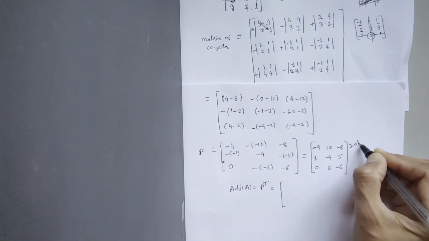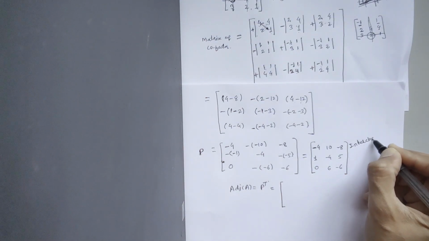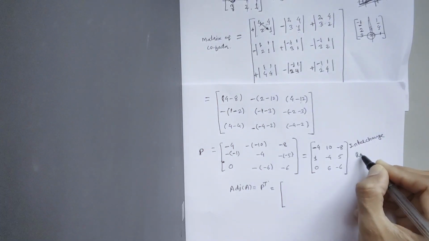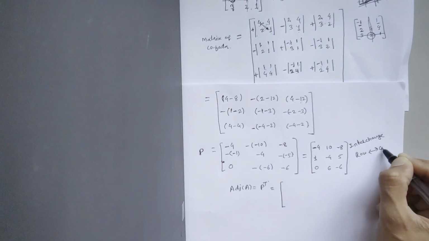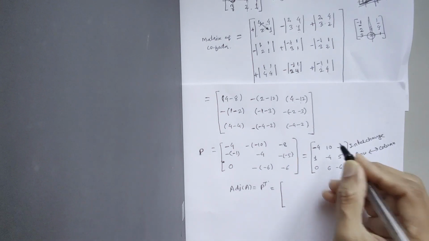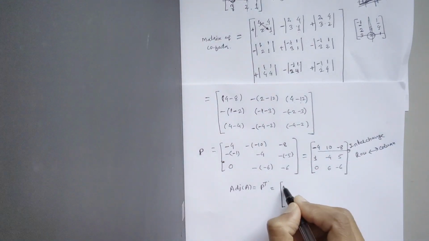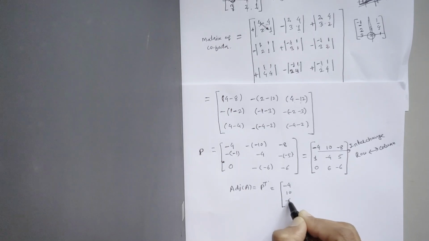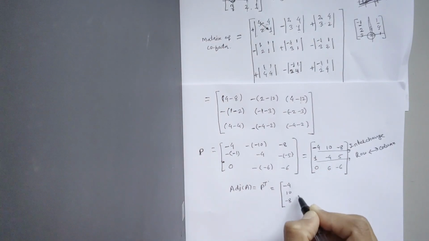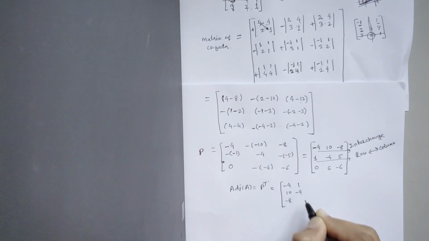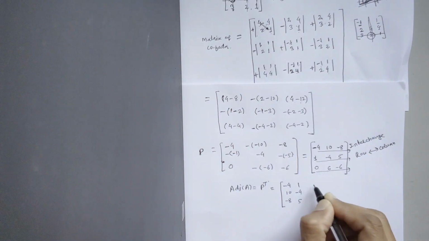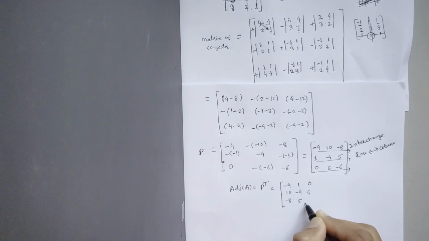Just interchange row with column. This is my first row, now it becomes the first column: minus 4, 10, minus 8. This is my second row, it becomes my second column: 1, minus 4, 5. This is my third row, it becomes my third column: 0, 6, minus 6. So this is how we get the adjoint of A for a 3 by 3 matrix.